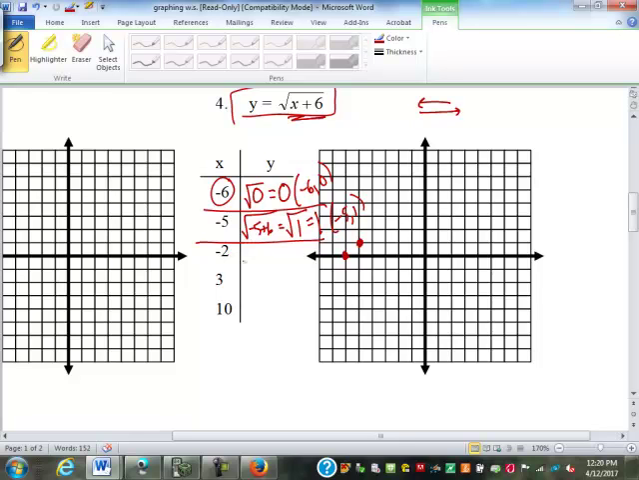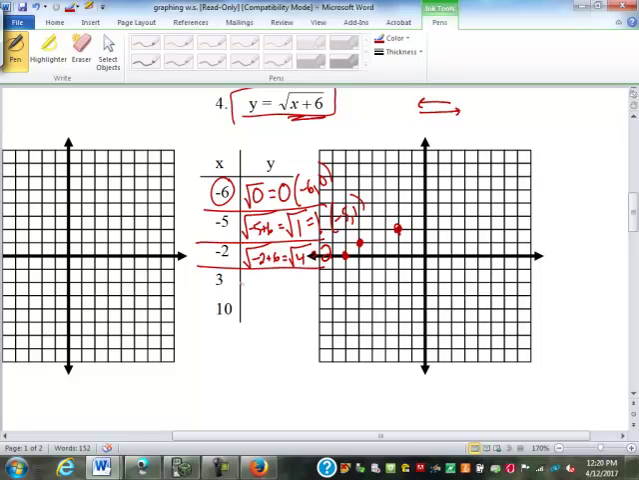If x is negative 2, y becomes negative 2 plus 6 in the square root. What's negative 2 plus 6? 4, right? What's the square root of 4? Square root of 4 is 2. Good. So that gives us the point negative 2, positive 2 is right there. Well, we can already see this is not going to be a line either.